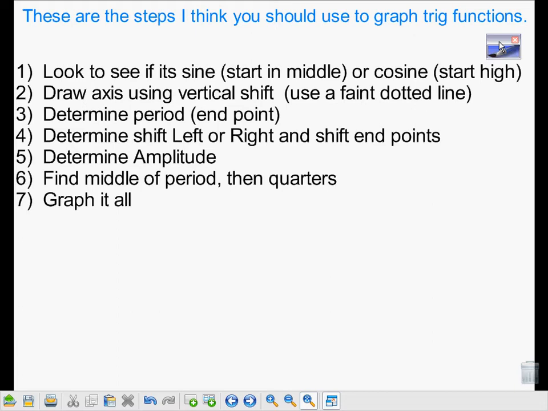The second thing I'm going to have you do is draw an axis, which is the middle of the graph. The middle of the graph right now has only been the x-axis. We're going to move it now. I'm going to use a faint dotted line. I can't mark faintly with my marker, but you guys can with your pen or pencil. That'll just be the middle of the graph.